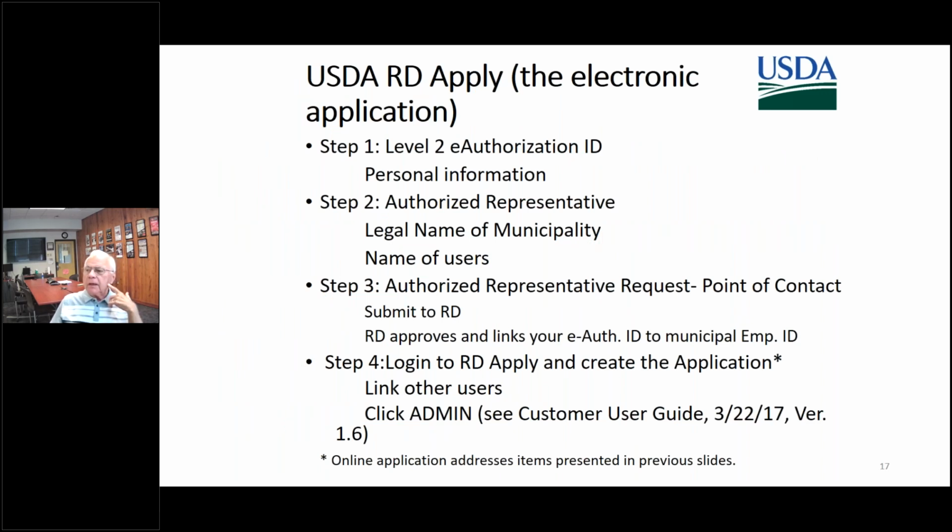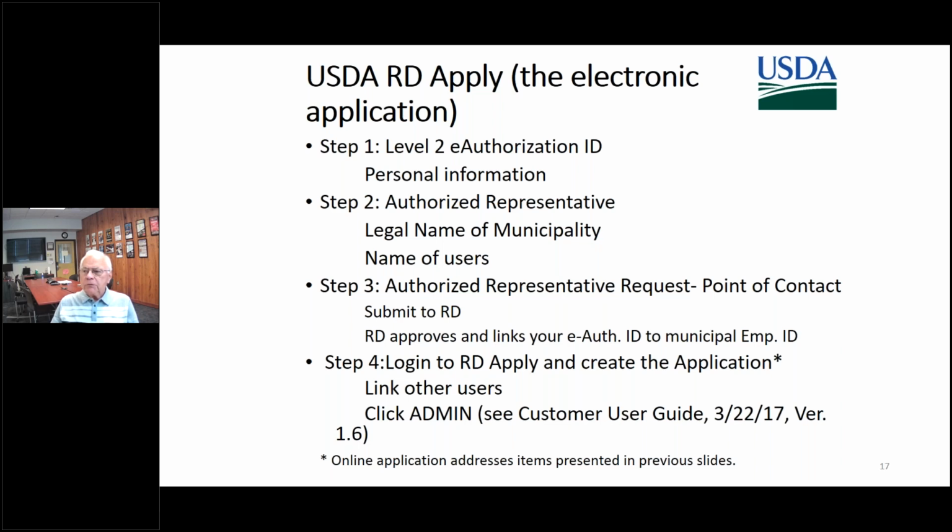USDA now requires the application to be submitted electronically. The online application addresses all the items presented in the previous slides. So there's a 4-step process with the electronic application. Step 1 is you come up with a level 2 e-authorization ID. It just requires some personal information such as a social security number, and there's four security questions.